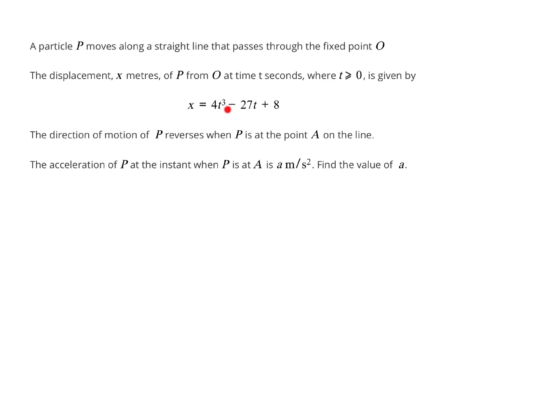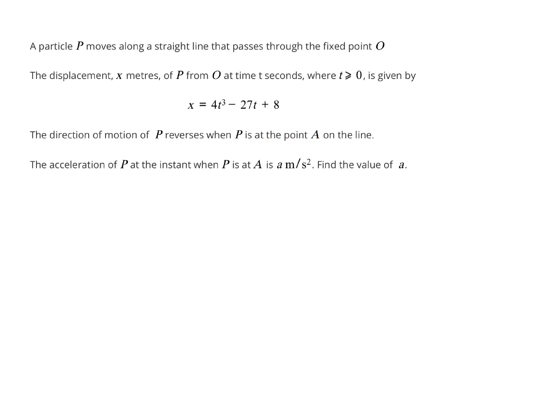This one is 4t cubed minus 27t plus 8, and t obviously is time, and time is greater than or equal to 0 because we don't really have negative time. That is going to mess everything up if we start with time being negative. It says the direction of P reverses when P is at a point A.